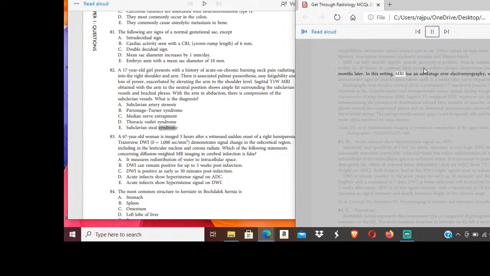In this setting, MRI has an advantage over electromyography, which does not demonstrate signs of muscle denervation until 2-3 weeks after nerve impairment. Radiographs may reveal a cervical rib or a prominent C7 transverse process. Narrowing has been reported in the costoclavicular and retropectoralis minor spaces during imaging with postural maneuvers during dynamic MRI. Sagittal T1 weighted MRI sequences are particularly useful in demonstrating the presence of denervation-related fatty atrophy of muscles, effacement of fat planes around the compressed plexus, and an abnormal intramuscular course of the components of the brachial plexus. The retropectoralis minor space is not frequently affected by entrapment and is more often involved by mass lesions.